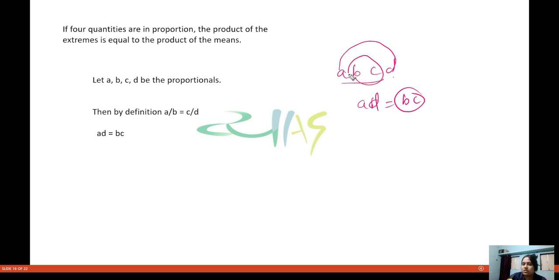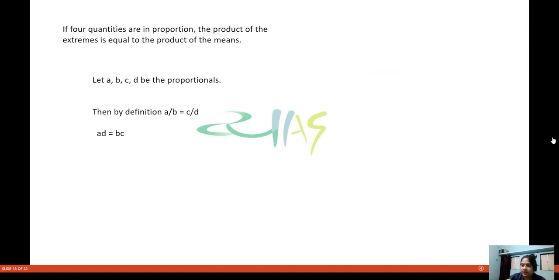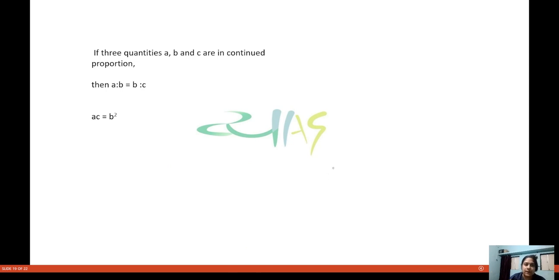Now see, if three quantities are proportional, the first to the third is the duplicate ratio of the first to the second. Basically it is saying that if A, B and C are in proportion, then A divided by C is equal to A square divided by B square. So please remember this. This is an important property.